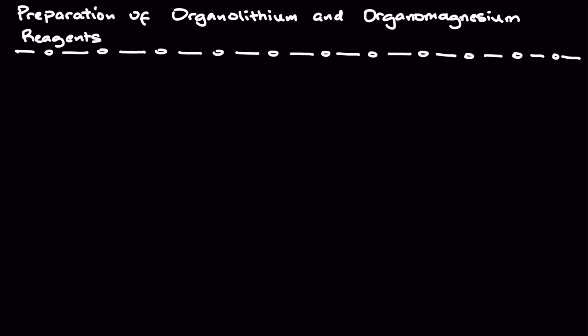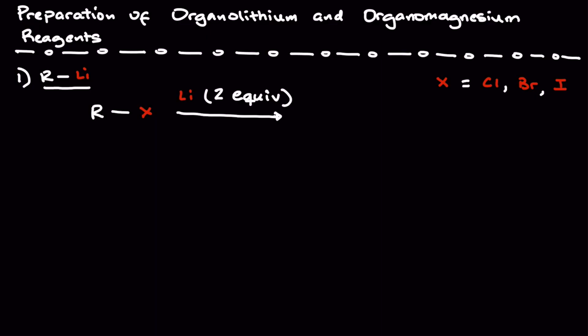Now, let's begin our discussion on organolithium and organomagnesium reagents. So how do we prepare these organometallic complexes? Let's start with our organolithium. If you start with an organohalide, where X equals either chlorine, bromine, or iodine, and you treat that organohalide with 2 equivalents of lithium, you will get your organolithium compound as well as lithium halide that gets removed as a byproduct of this reaction.